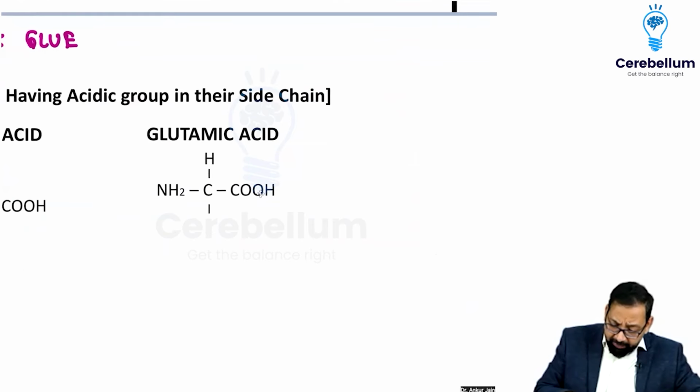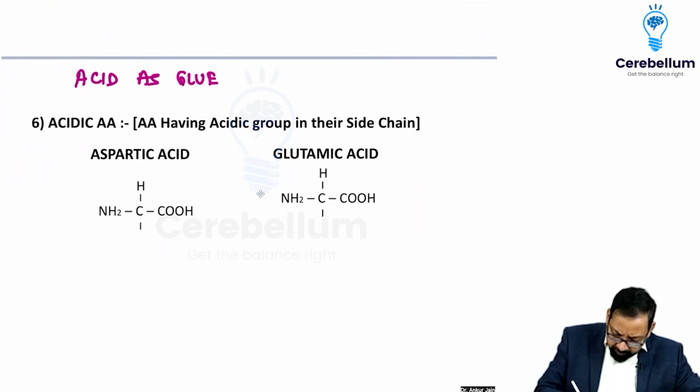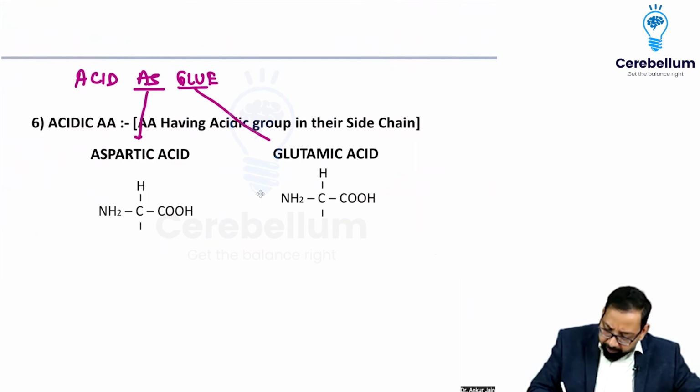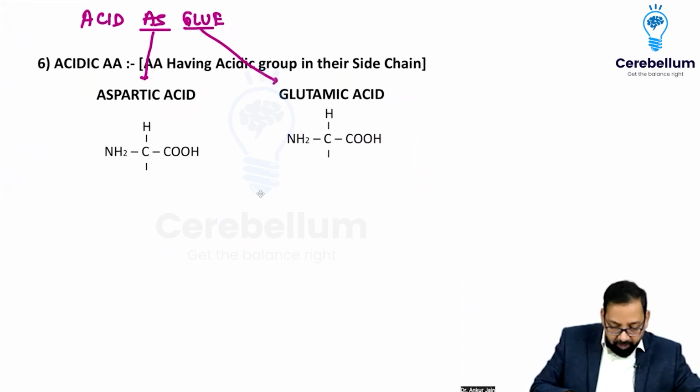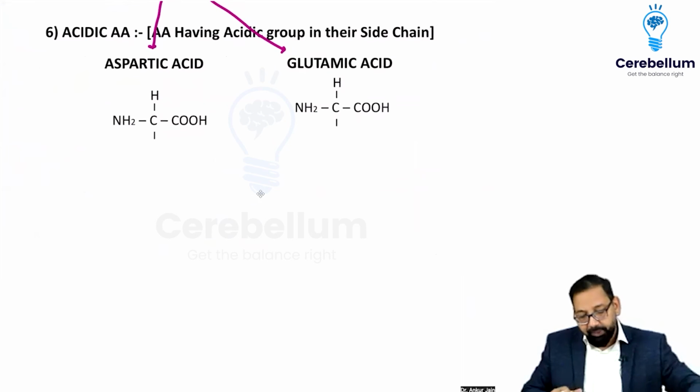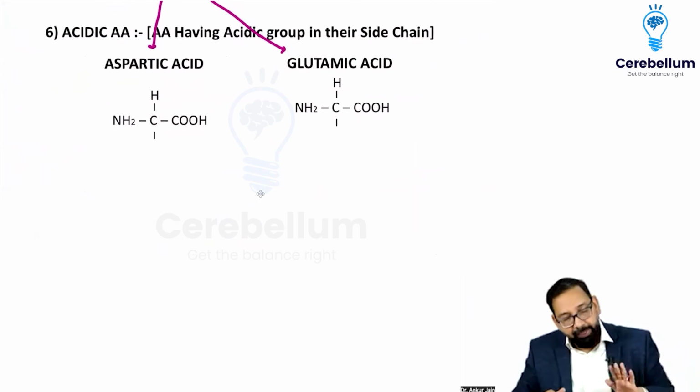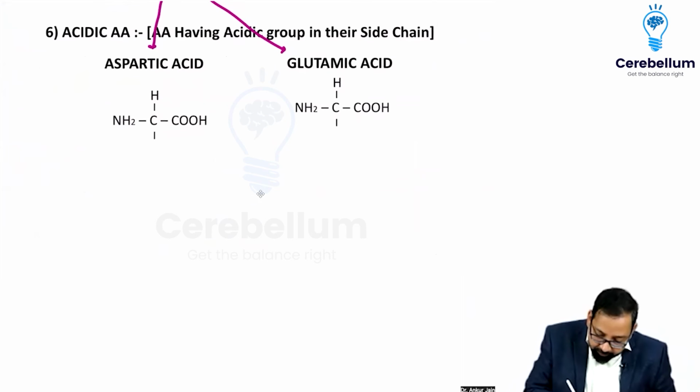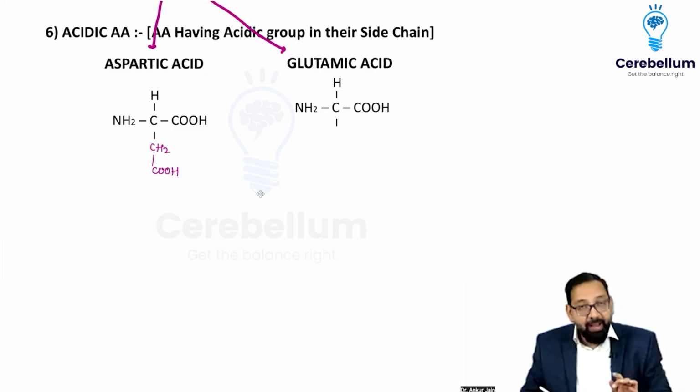Now, acid as glue: A for aspartate, glue for glutamate. So we should have an idea about the structure of aspartic acid and glutamic acid. Even if you forget the exact structure, it's okay, but have an idea that CH2COOH, this is aspartic acid.